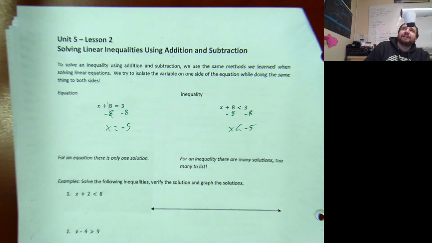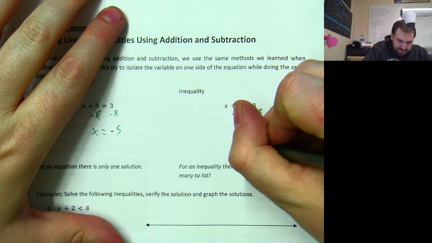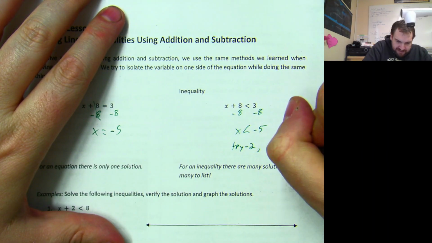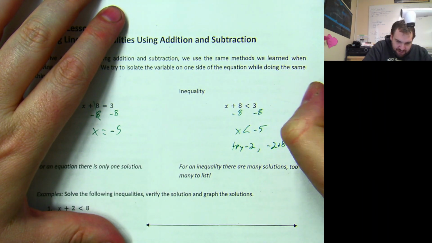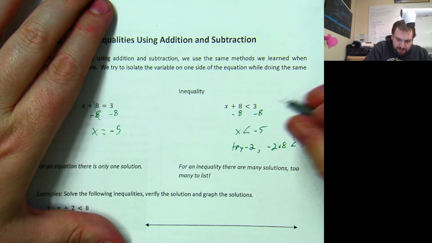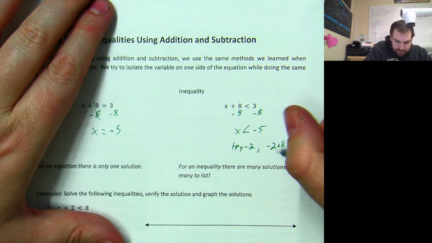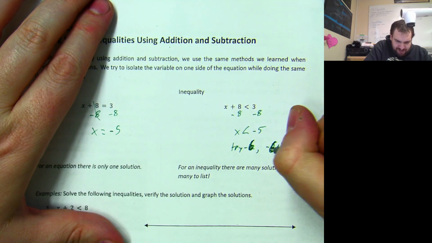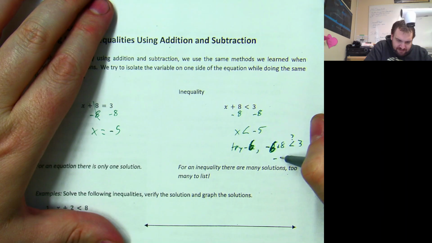If I plug my value in here, let's try -2. We're going to get -2 plus 8. We're going to see if that's less than 3. We don't know for sure, so that's why I put the little question mark above it. -2 plus 8. No, we didn't try -2. We tried -6. My apologies. That's going to give us +2. Is +2 less than 3?